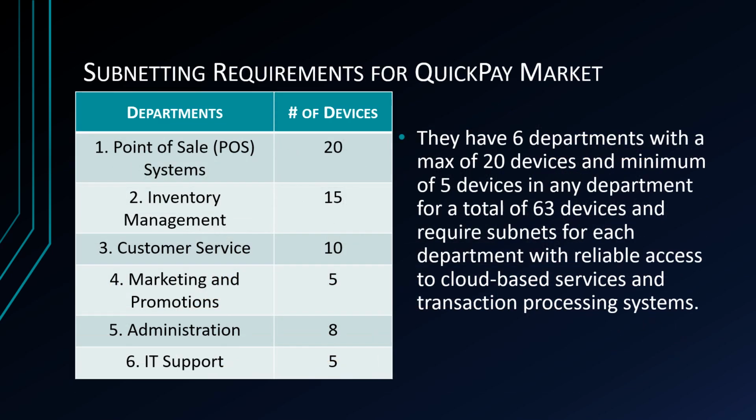So, the subnetting requirements for Quick Pay Market. They have 6 departments with a max of 20 devices and a minimum of 5 devices in any given department. So that is a total of 63, and they require subnets for each department with reliable access to cloud-based services and transaction processing systems.